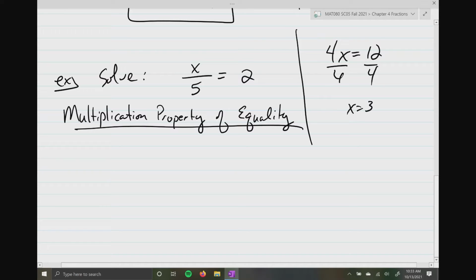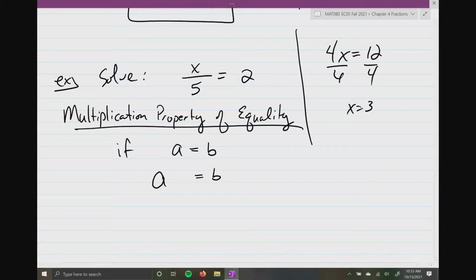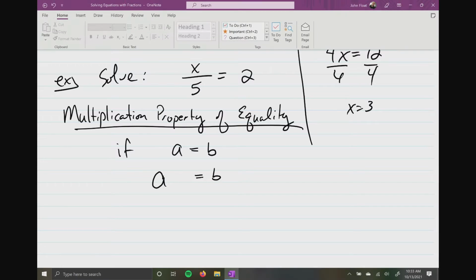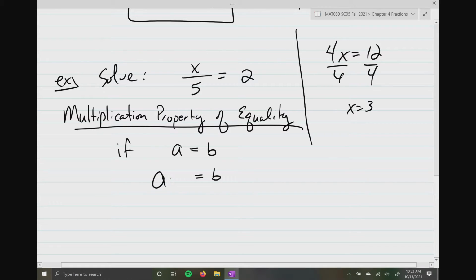All right, so here's our multiplication property of equality. And this is what it says. If you have two things that are different and they're equal to each other, then you are allowed to multiply both sides by any number you want, as long as that number is the same on both sides.